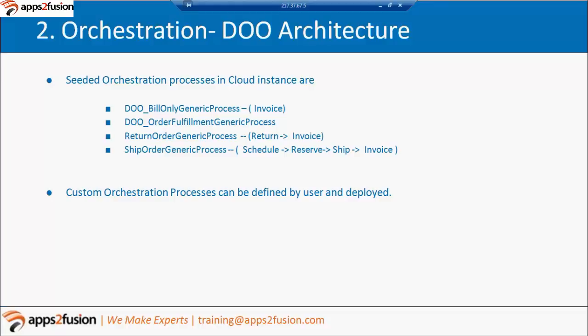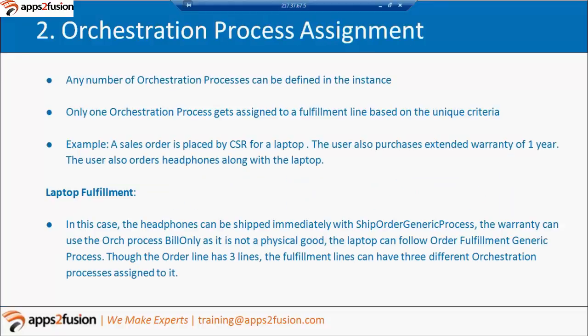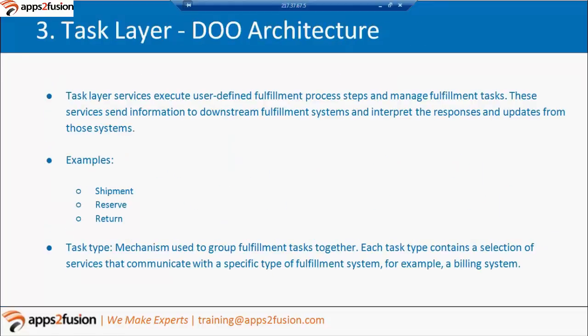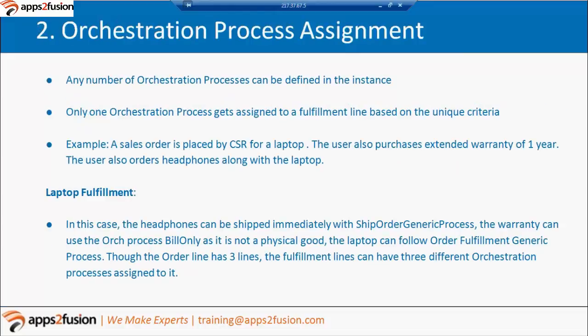Or I can completely avoid this ship order generic process and directly assign it to the bill only generic process also. I can have the flexibility of doing all those things. So that is a criteria where you have different orchestration processes stamped on the same order, which is possible. One being a ship order generic process, another being a bill only generic order process, and the other one being again a ship order generic process. That kind of scenario is possible because of the orchestration process assignment.